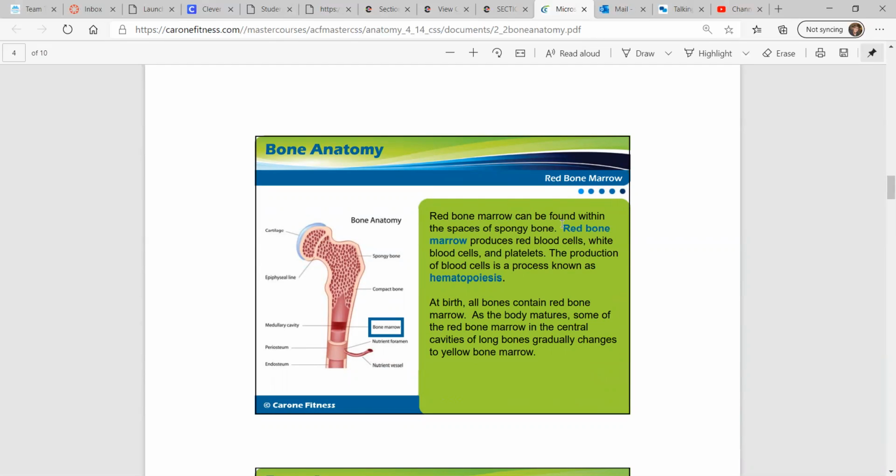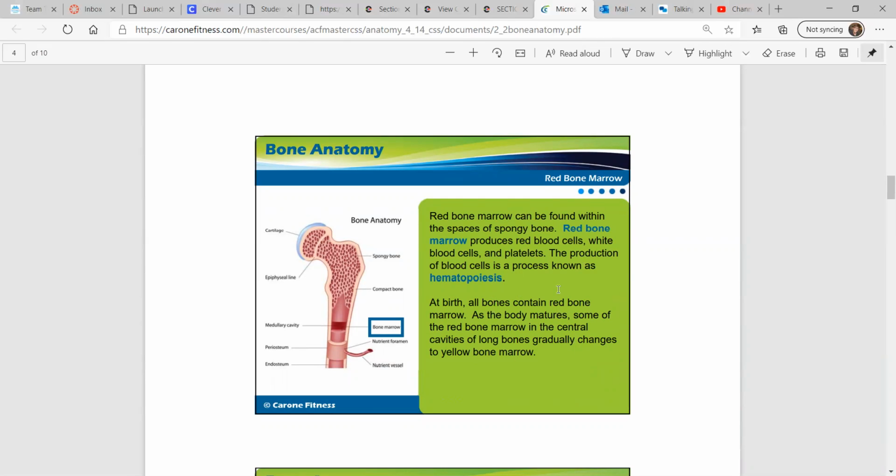The production of blood cells is a process known as hematopoiesis. Yeah, all those unnecessary letters.